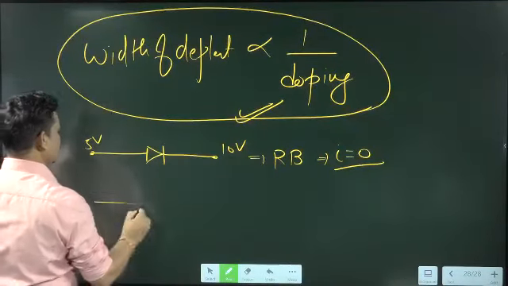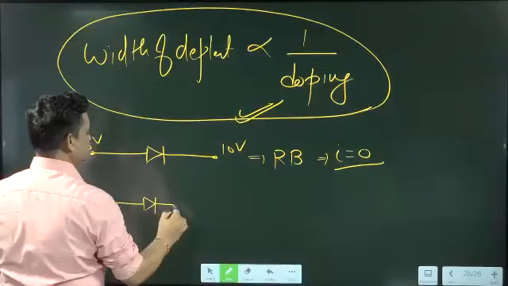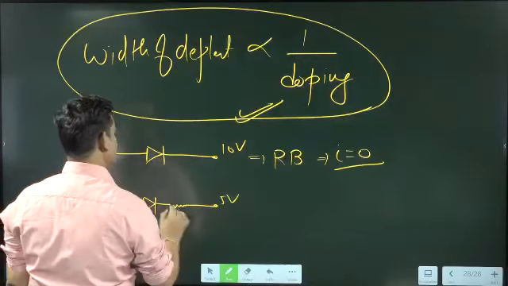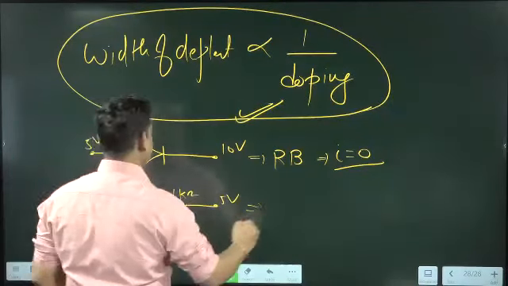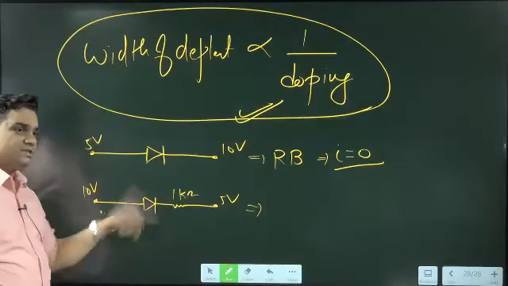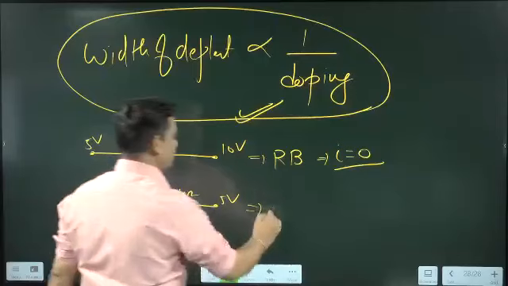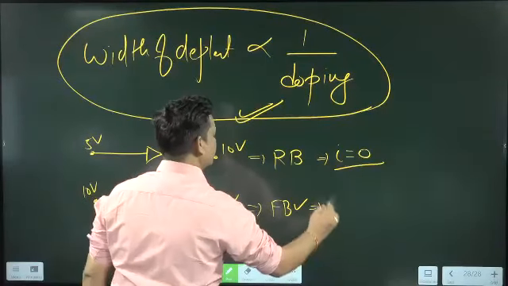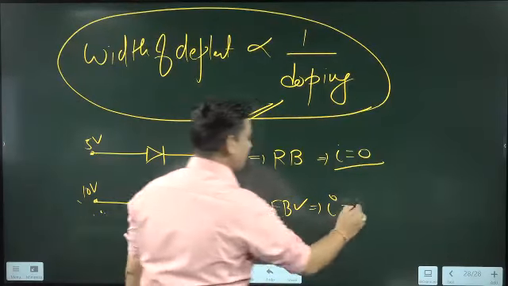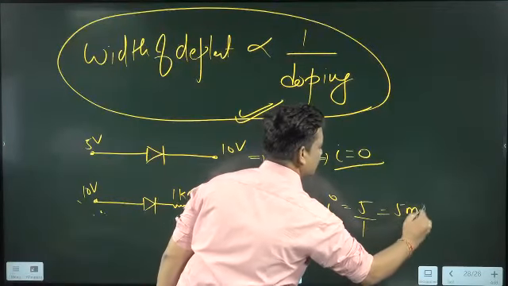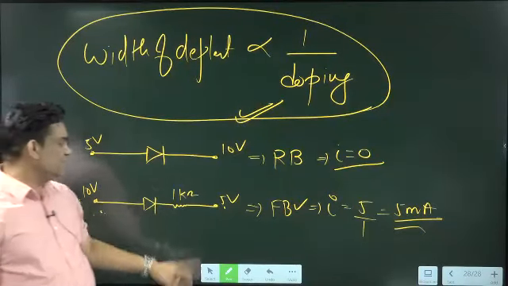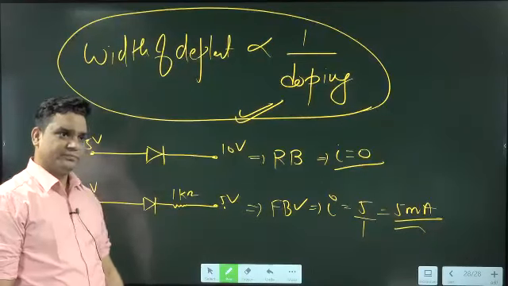If I say like this, suppose I am putting like this, and this is 10 volt here, and this is 5 volt here, and this is 1 kilo ohm. Now you can say this side P is more. If P is more, ultimately this becomes the forward bias, and it will conduct. We get current equal to 10 minus 5 is 5, and 5 by 1 becomes 5 milliampere. So we have to identify as well as calculate. Done.